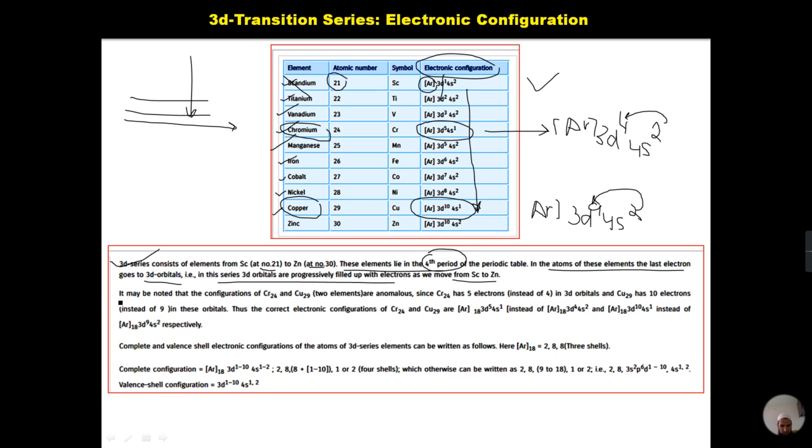Now, talking about that exceptional case, it may be noted that the configurations of chromium and copper show anomalous behavior. That is something which is against the trend.